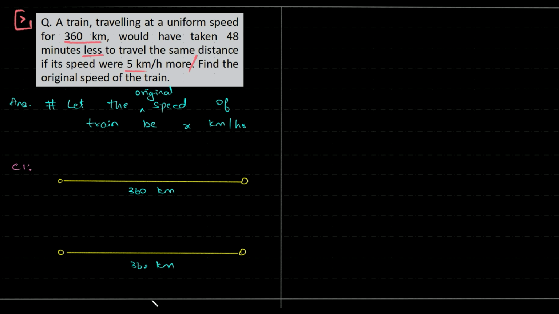Next thing we'll write is time. If the time for this scenario is t1 and this is t2, they're given the difference in time. We have to make use of that. Then what else? 5 kilometers more. If this is x, this is x plus 5, 5 km per hour more. This is your setup, right?